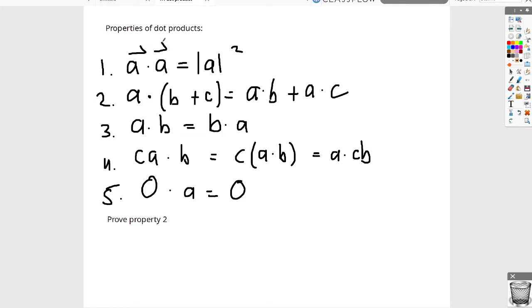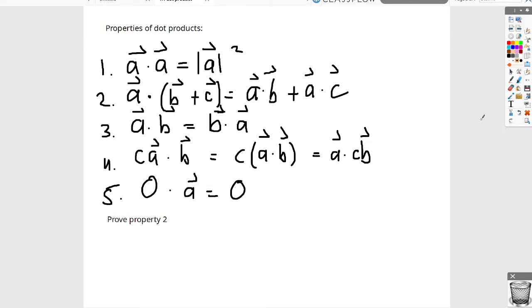Or I should probably put arrow vector. So A dot (B plus C) is A dot B plus A dot C. A dot B is equal to B dot A. PEMDAS still applies, by the way. C A, or I'm sorry, C is a scalar. (C A) dot B is equal to C (A dot B), which is equal to A dot (C B). And the 0 vector dot A also equals 0.